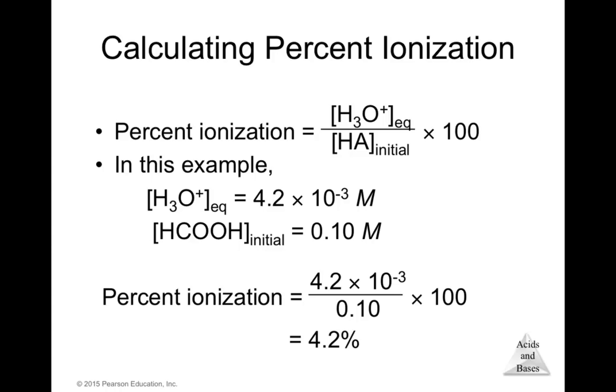So this one is pretty straightforward: the concentration of H3O at equilibrium divided by the initial concentration of the weak acid.